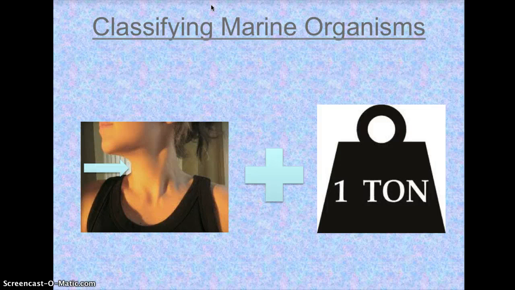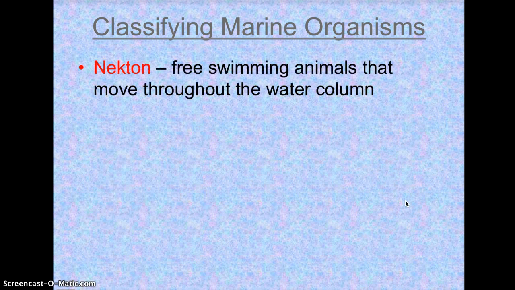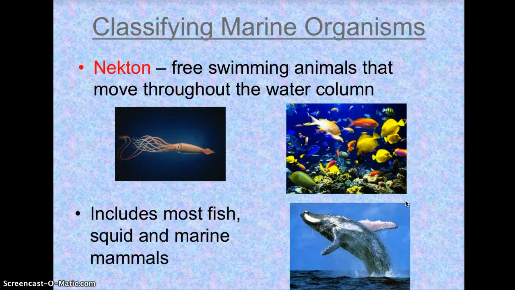The second type that we classify relates to this clue. Can you figure it out? Here we have a neck. How much is this? A ton. When you put it together, what do you get? Nekton. So nekton is the second way we classify organisms, and they are freely swimming animals that can move about the water column. So as you can see here, they include things like fish, squid, most marine mammals.